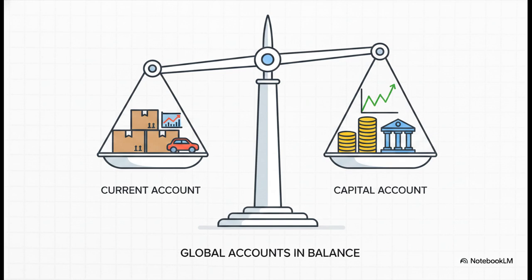Every single transaction has two sides. Plus, in a system of floating exchange rates, the shifting value of a nation's currency naturally acts as a giant shock absorber, constantly adjusting the price of exports and imports to force this broader macroeconomic equilibrium.